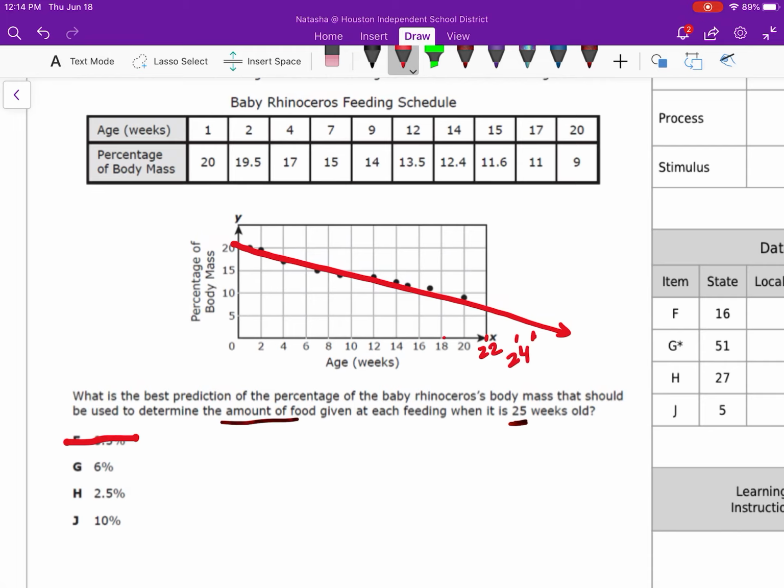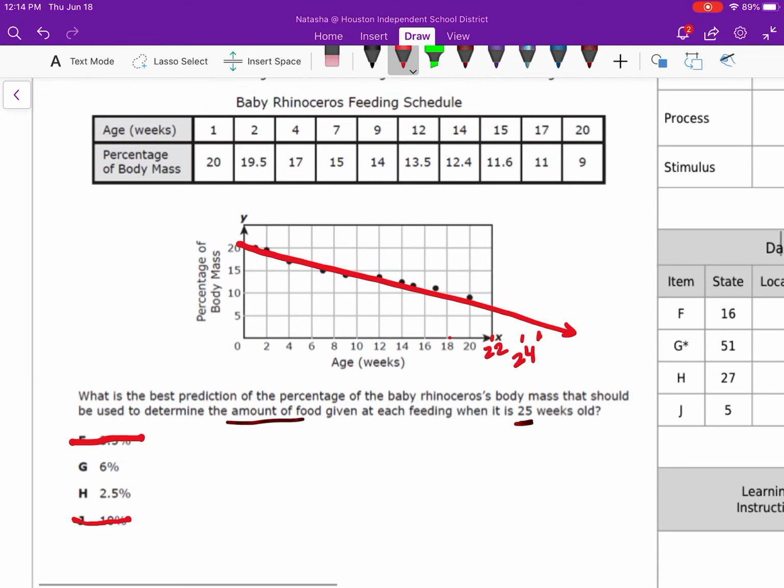Now here we could technically, to get a more exact answer, go in and put in the data, do a prediction, and find our equation that way. 10% is also going to be too high. 10% is going to be up here, right in this range. So our answer choices are going to be between 6% and 2.5. 2.5 is going to be too far, way past the 25 weeks. 2.5 is going to be down here. So 6% I think is going to be closer to your estimation in terms of the body fat.